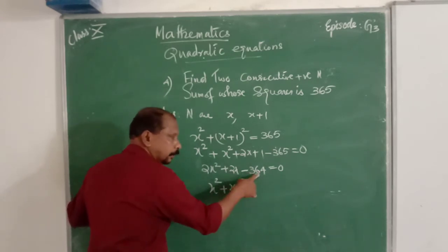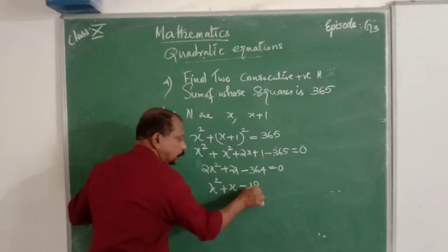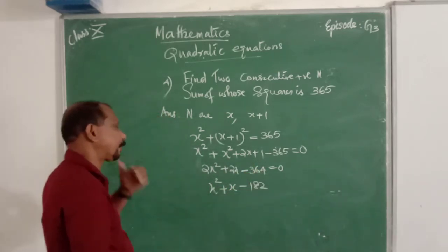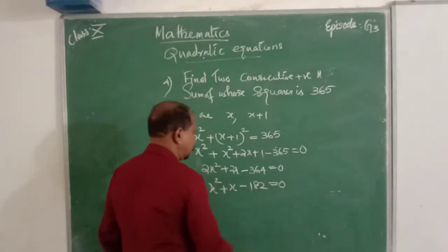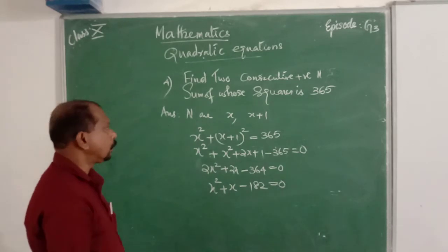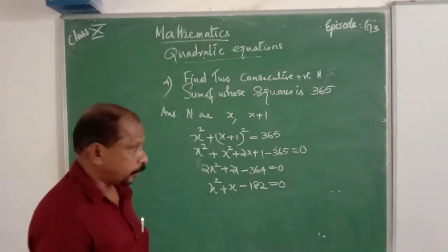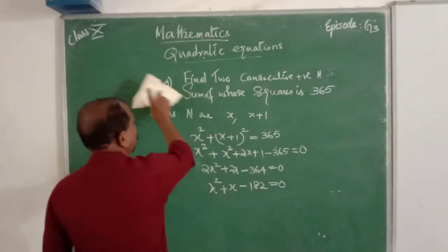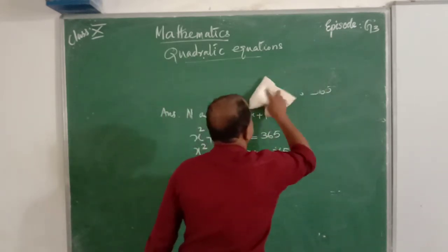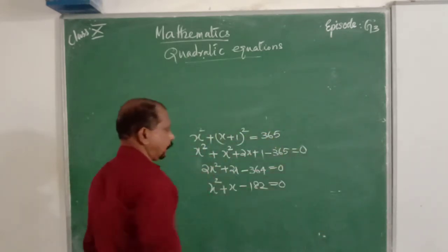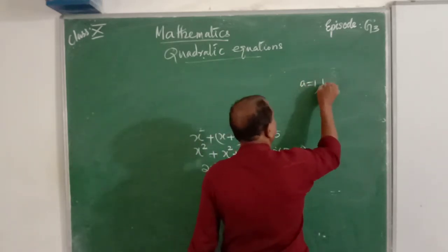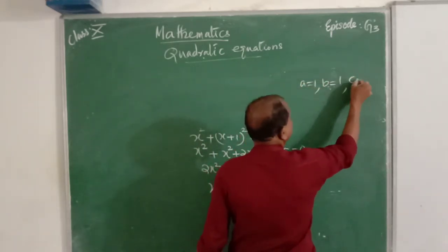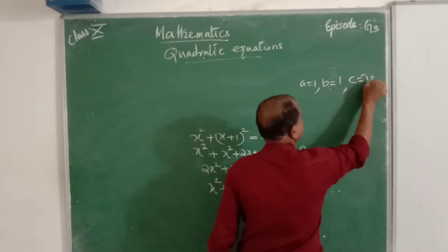Therefore x square plus x minus half of 364, that means 3 by 2 is 1, then 16 by 2 is 8, 4 by 2 is 2, so 182, is equal to 0. This is the quadratic equation. Then using the quadratic formula we can find out the solution. That is a is equal to 1, b is equal to 1, c is equal to minus 182.